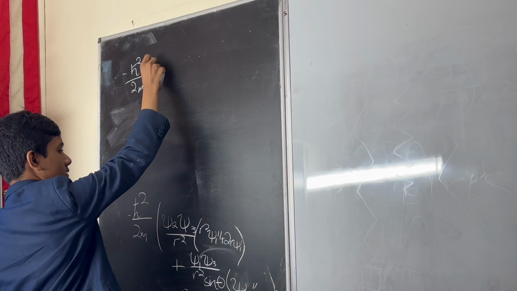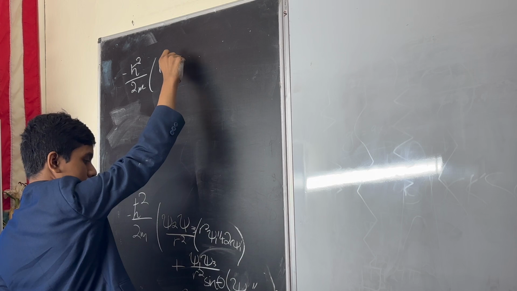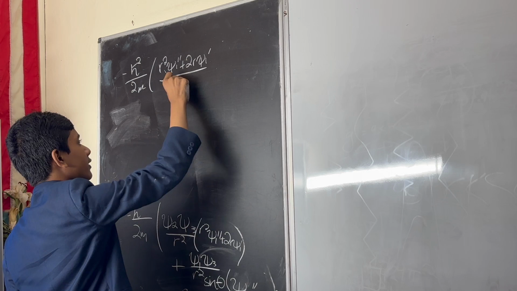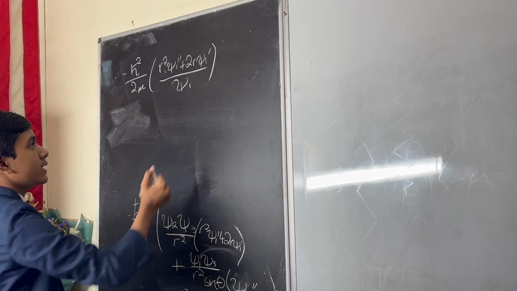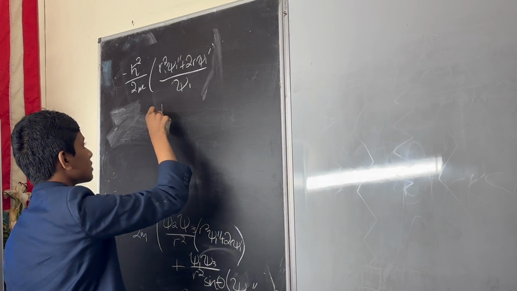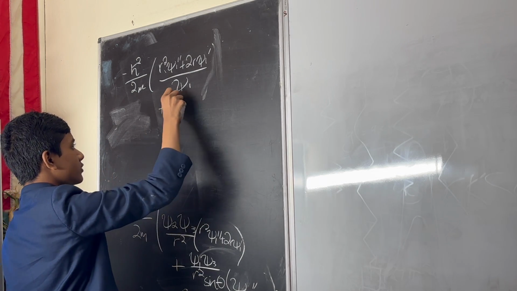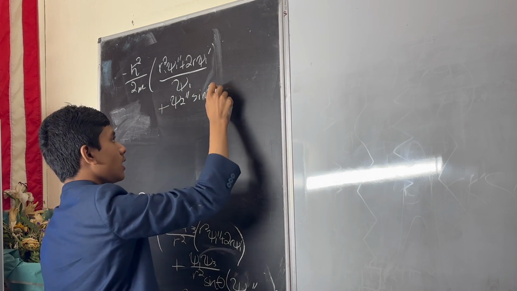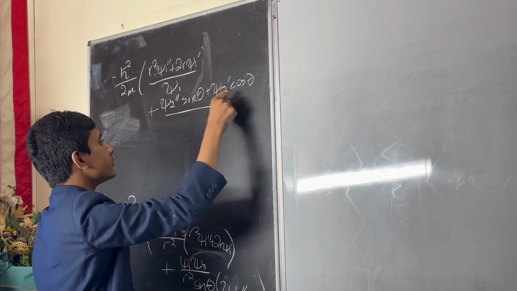Well, we get r squared psi 1 double prime plus 2r psi 1 single prime over psi 1. And then, oh wait, that's not where the parentheses close. Plus, what's this going to be? Well, these two get canceled out, and you get psi 2 double prime sine theta plus psi 2 single prime cos theta over psi 2.